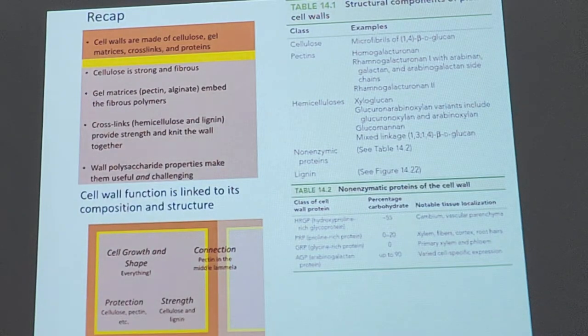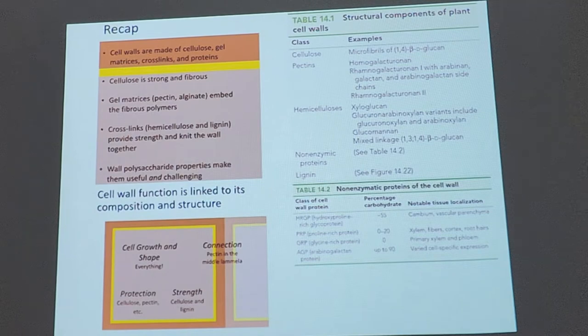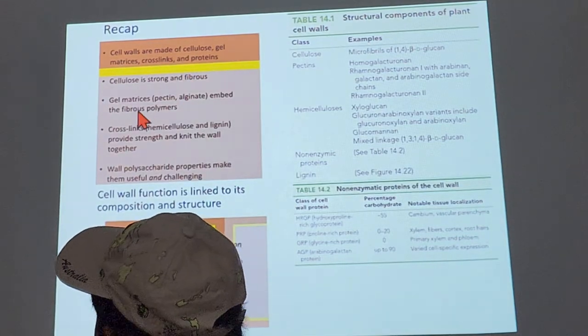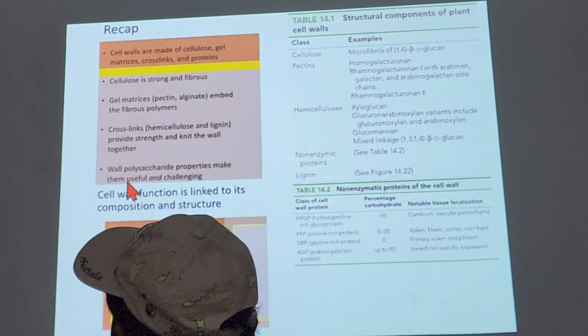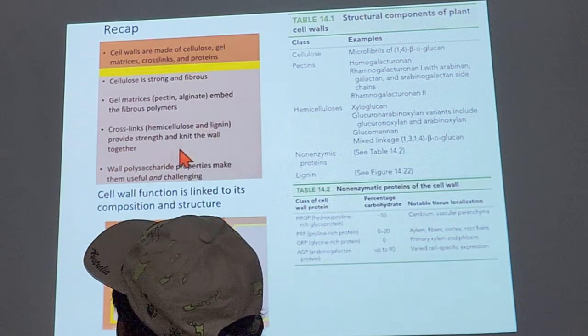So just to recap, the cell wall has three components. What are they? Cellulose, matrix, crosslinks, and proteins. Cellulose is the fiber, very strong. The matrix is the soup containing pectin, and alginate for the seaweed. And the crosslinks, hemicellulose and lignin, provide strength and knit the wall together.